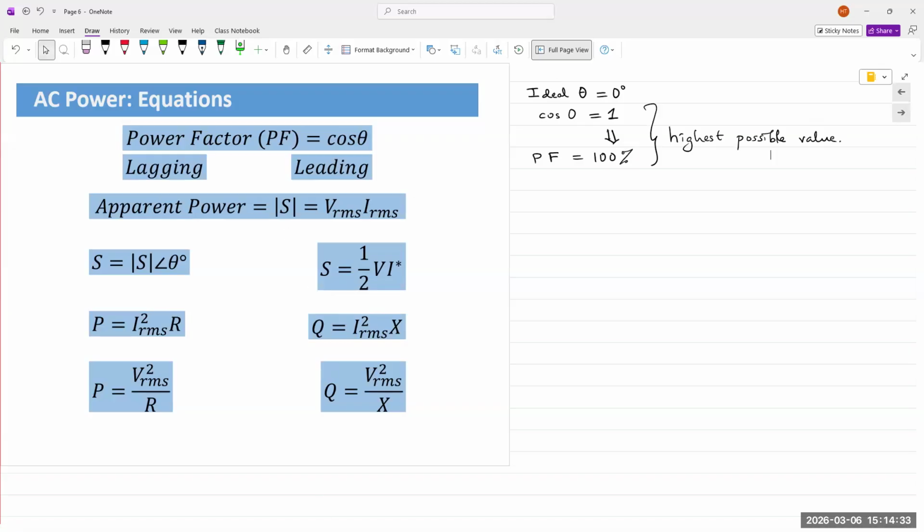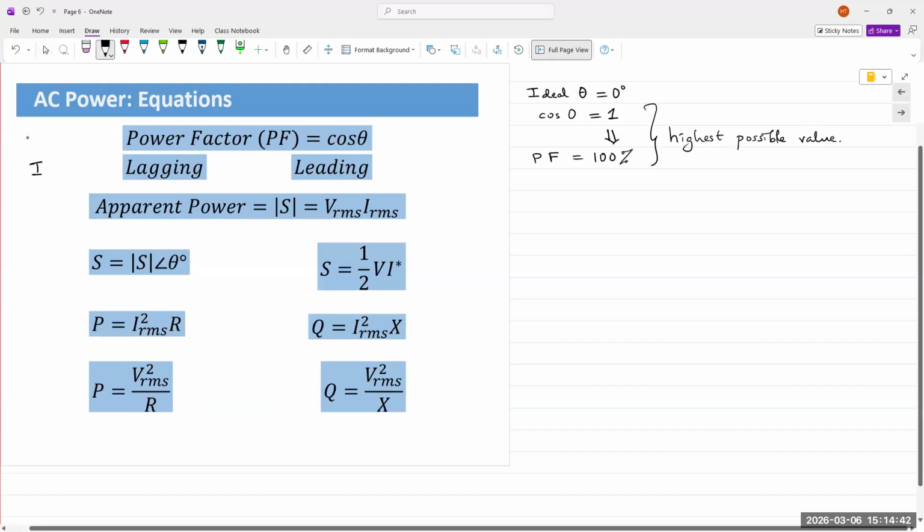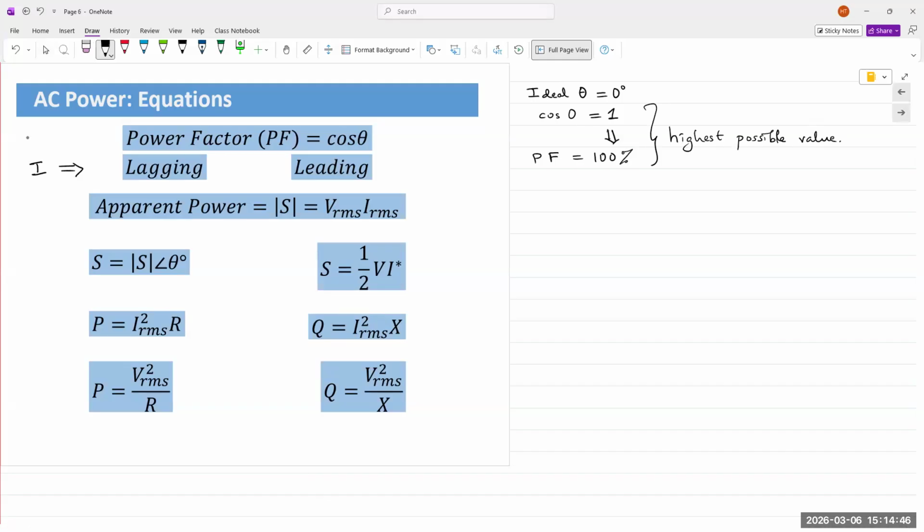We also state whether the power factor is leading or lagging. This actually refers to the current in the system. If the current lags the voltage, then we say the power factor is lagging. If the current leads the voltage, then we say the power factor is leading. The only systems where it happens are an inductor and a capacitor.